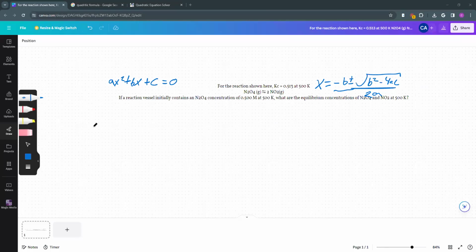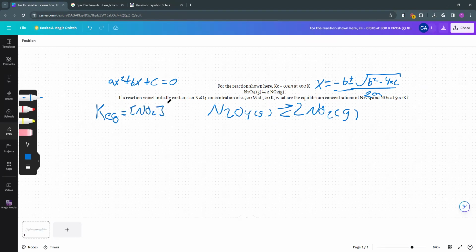All right, in this video, we are going to look at how we can use the quadratic equation, ice tables to figure out equilibrium concentrations of a reaction. So look at our problem here. For the reaction shown here, where K is 0.513, we have N2O4 gas goes to 2 molecules of NO2 gas. So the first thing we want to do is write our K expression, which is NO2 squared divided by N2O4.